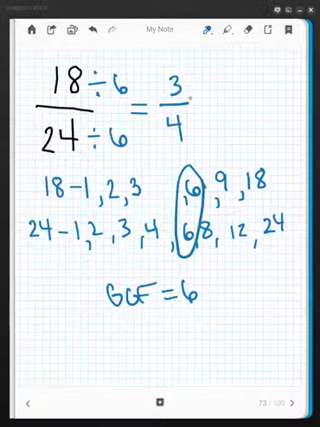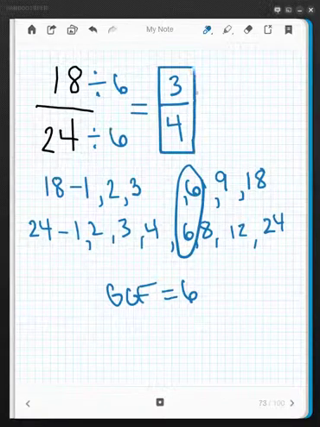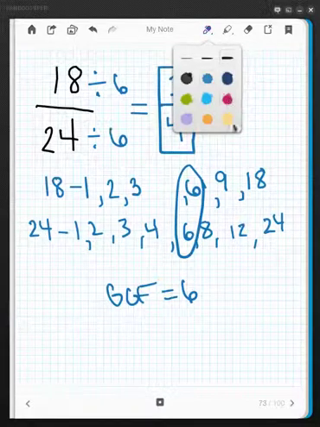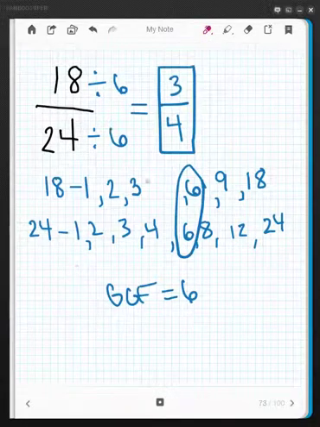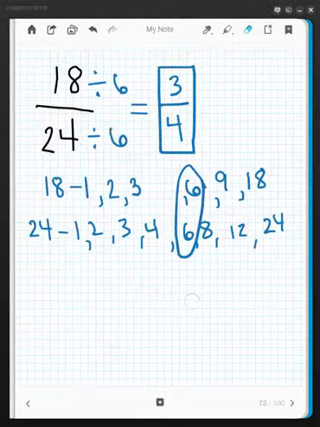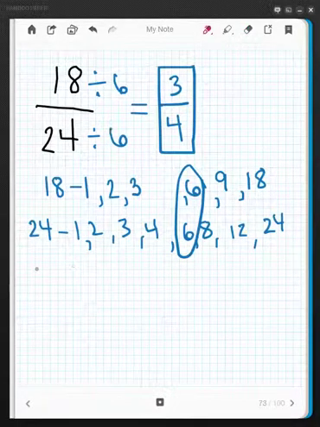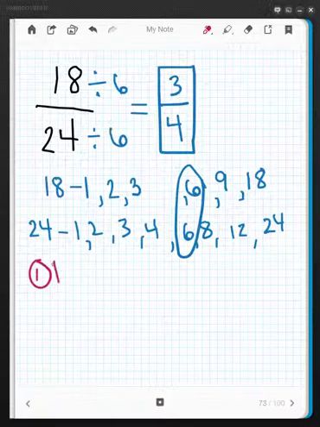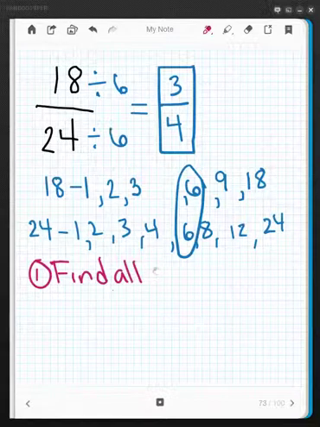When a fraction's numerator and denominator are separated by only one number, you know that it's in lowest terms. You should always check to make sure that you really did get the fraction into its lowest terms. Now let me go ahead and summarize the steps that we did in order to reduce a fraction using the greatest common factor method. The first thing that we did was find all the factors of the numerator and denominator.